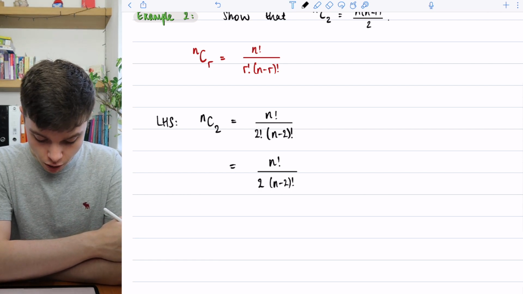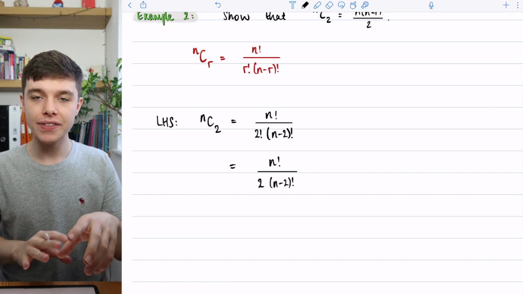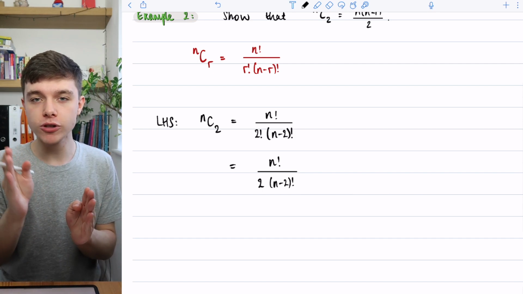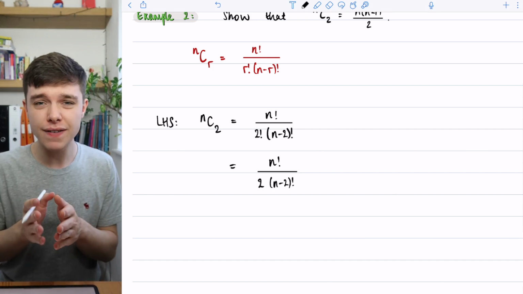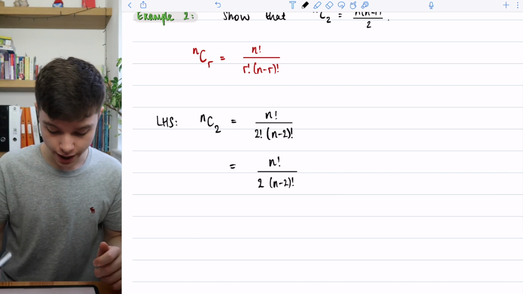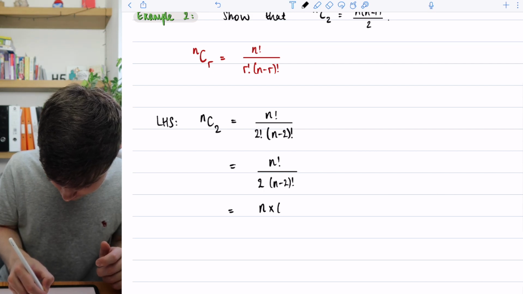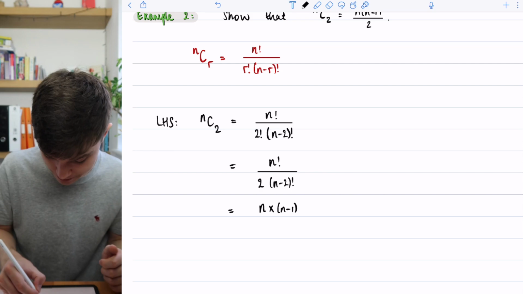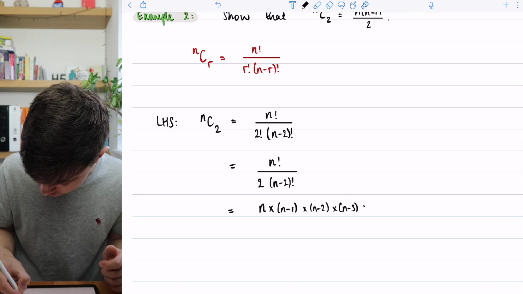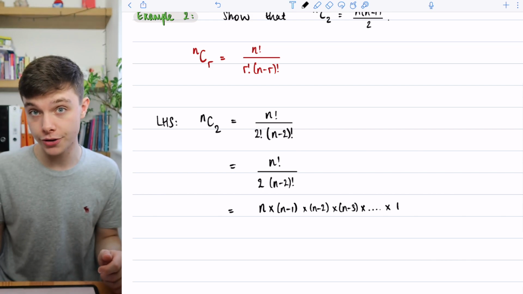Okay, what I'm going to do is get rid of the factorials on the n and the n minus 2. And the reason I'm going to do that is so I can see what multiplication is actually going on. n factorial, we start with n and we just multiply all the way until we get to 1. So let's just symbolise that. n factorial is n times n minus 1, because we just subtract 1 each time, n minus 2, n minus 3, etc. So dot dot dot all the way to multiplying by 1.